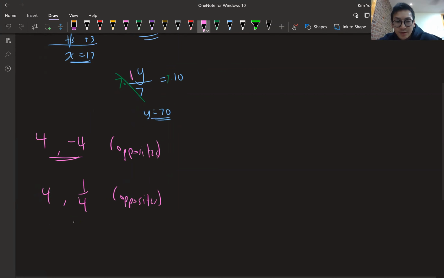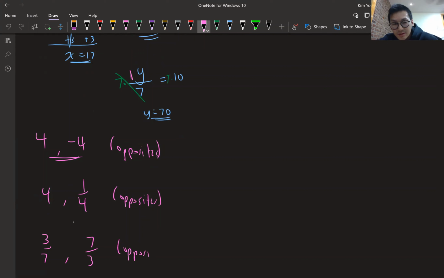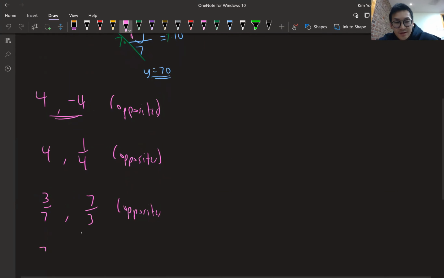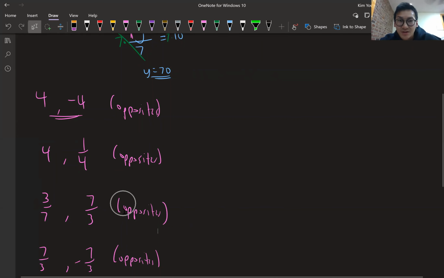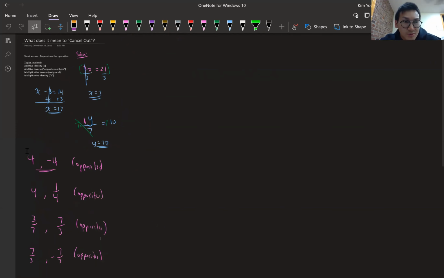Another example: 3/7 and 7/3, they're opposites. Or 7/3 and -7/3. So it's a little kind of dangerous to use this kind of word. I feel like when students level up and start seeing more multiplication and division, this becomes a little misleading, because you now have to take into consideration opposites with respect to the multiplicative identity and inverse.